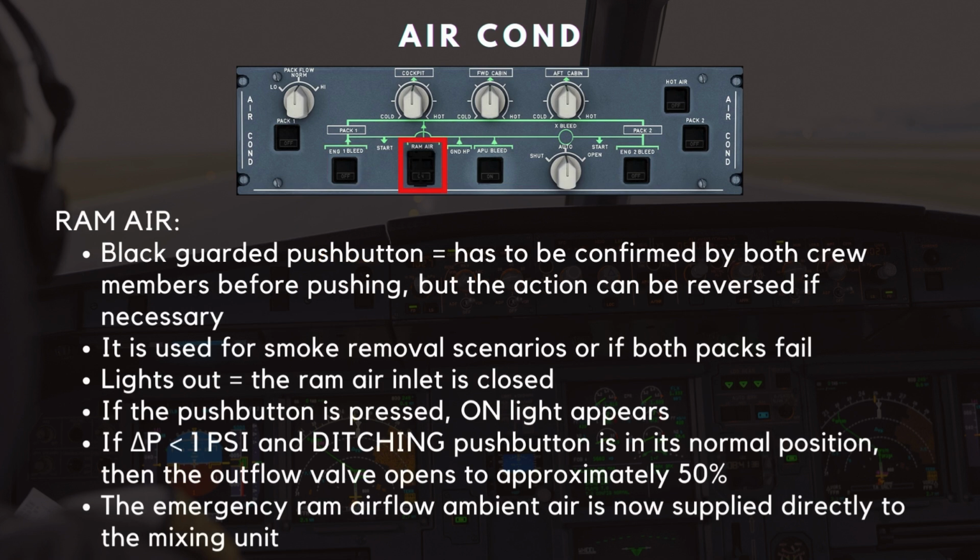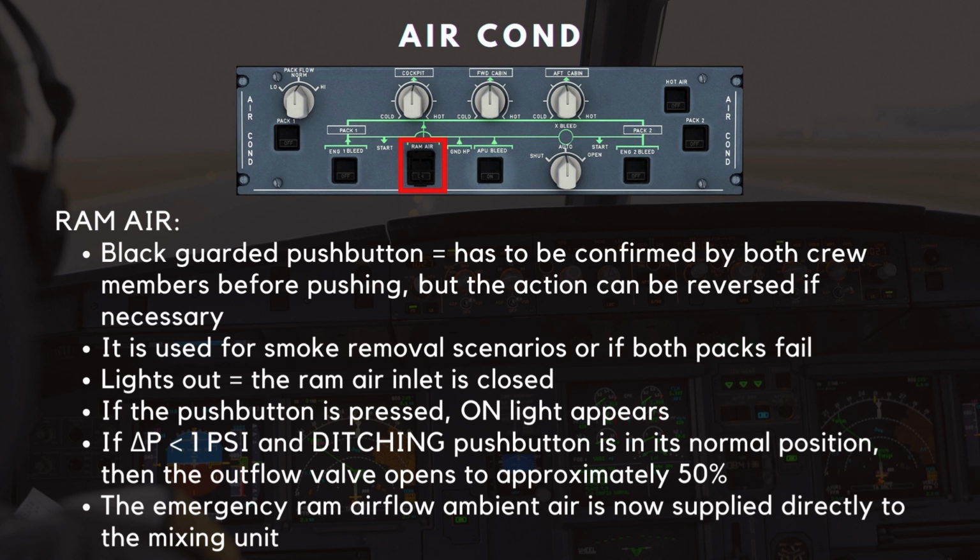Next is the ram air push button. This is a black guarded push button, meaning it must be confirmed by both crew members before pushing, but the action can be reversed if necessary. It is used for smoke removal scenarios or if both packs fail. In its default lights out position, the ram air inlet is closed. If the push button is pressed, the on light appears.